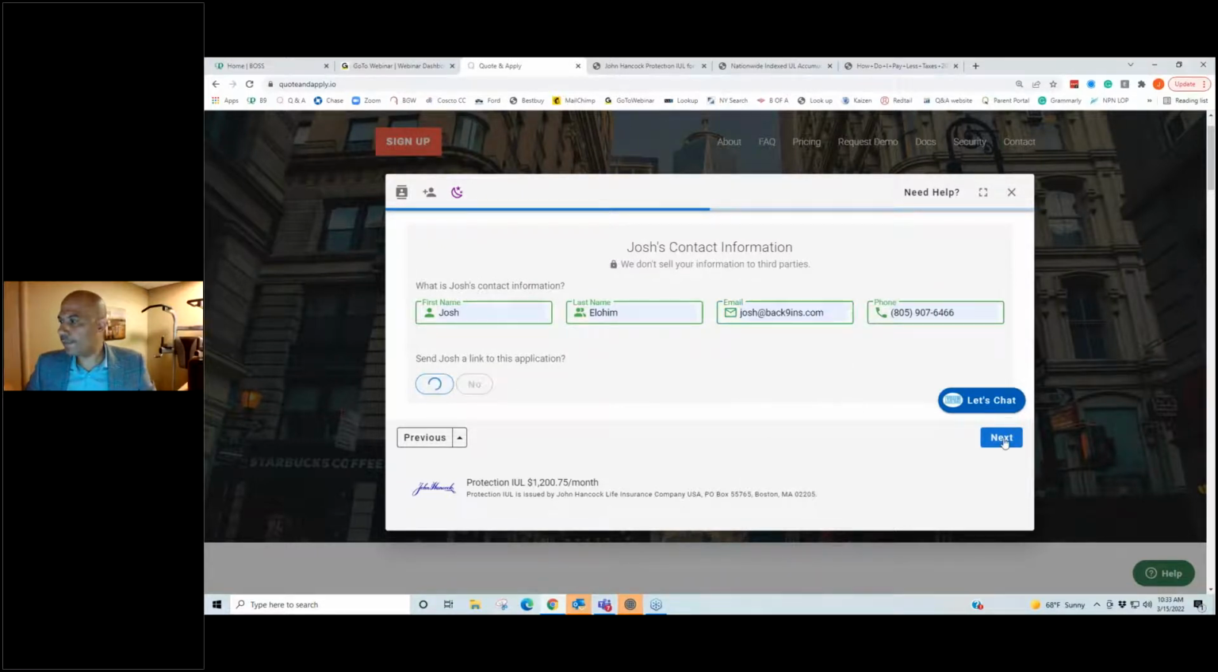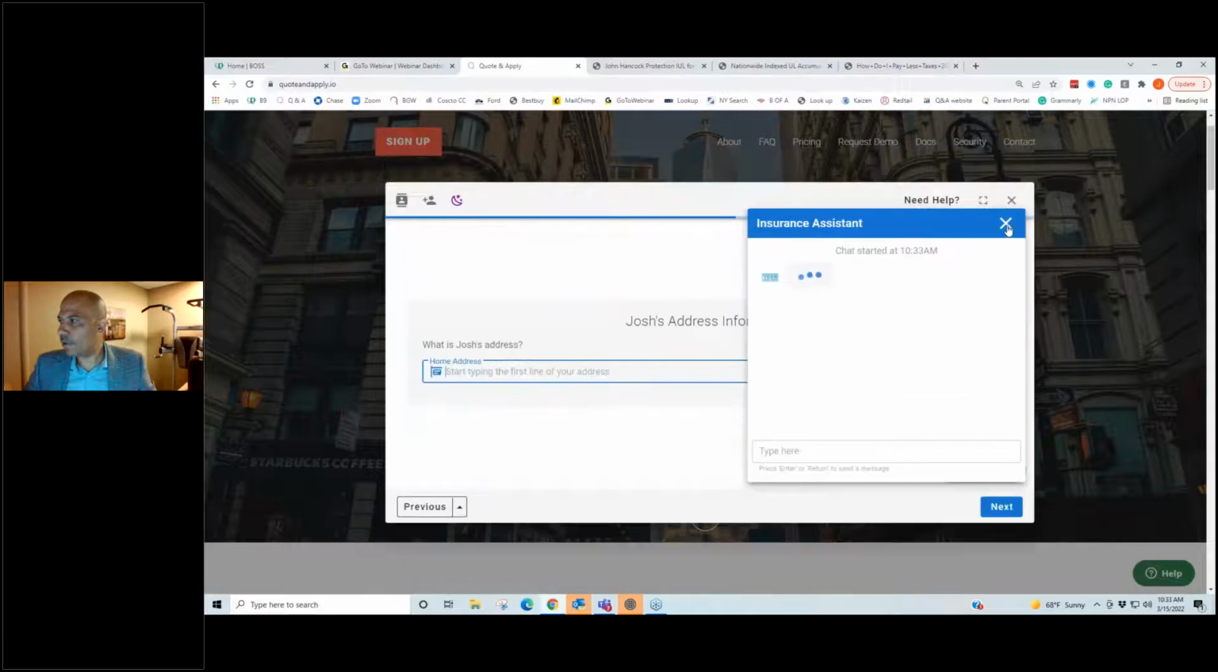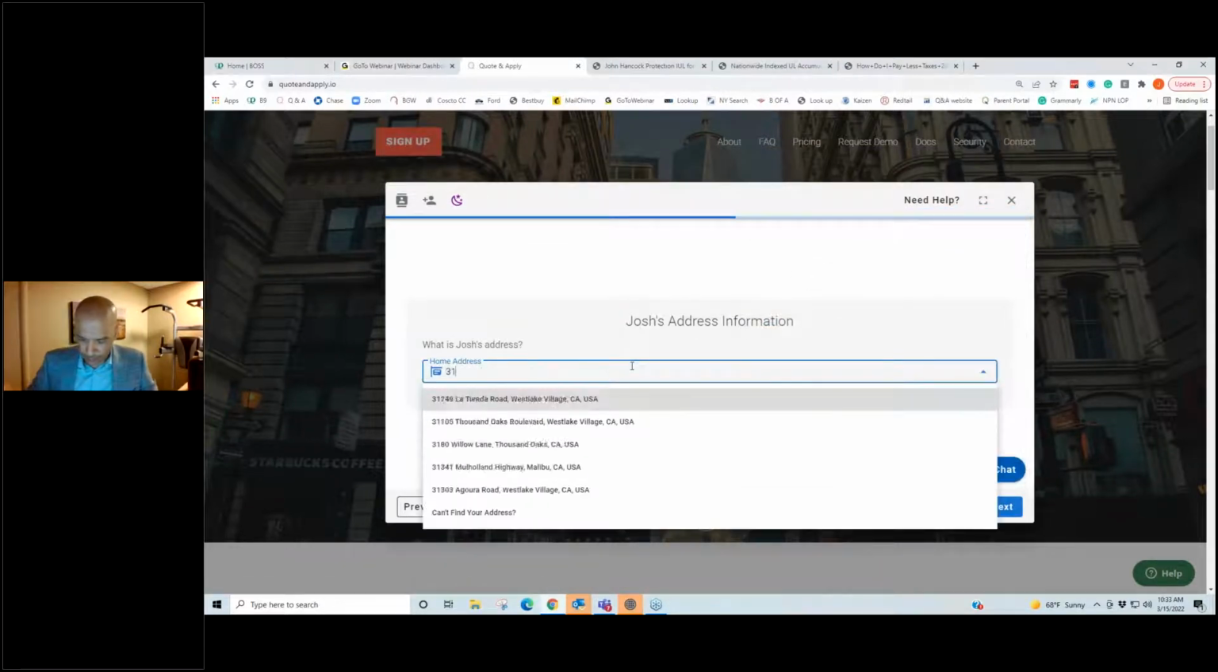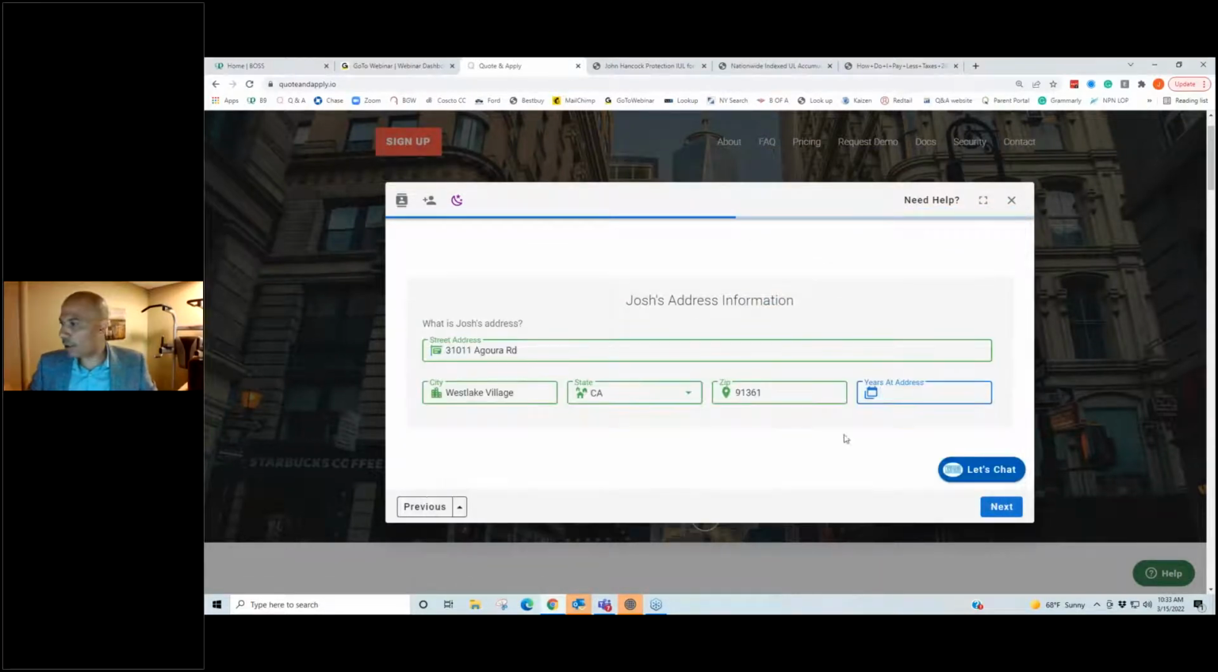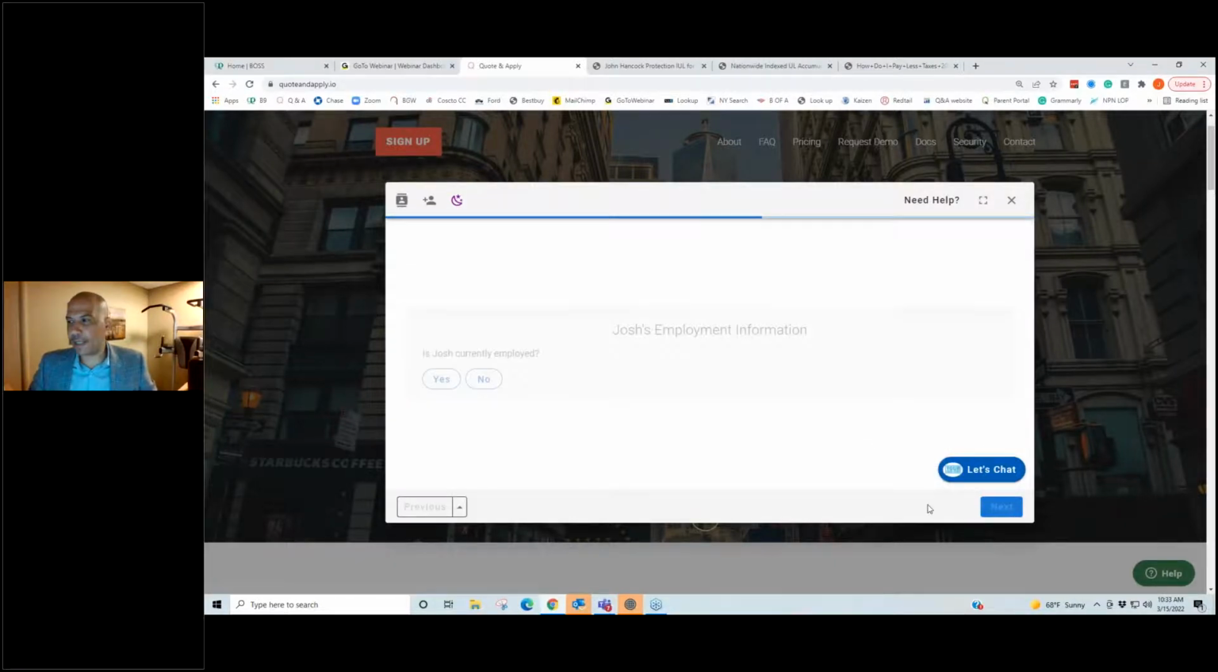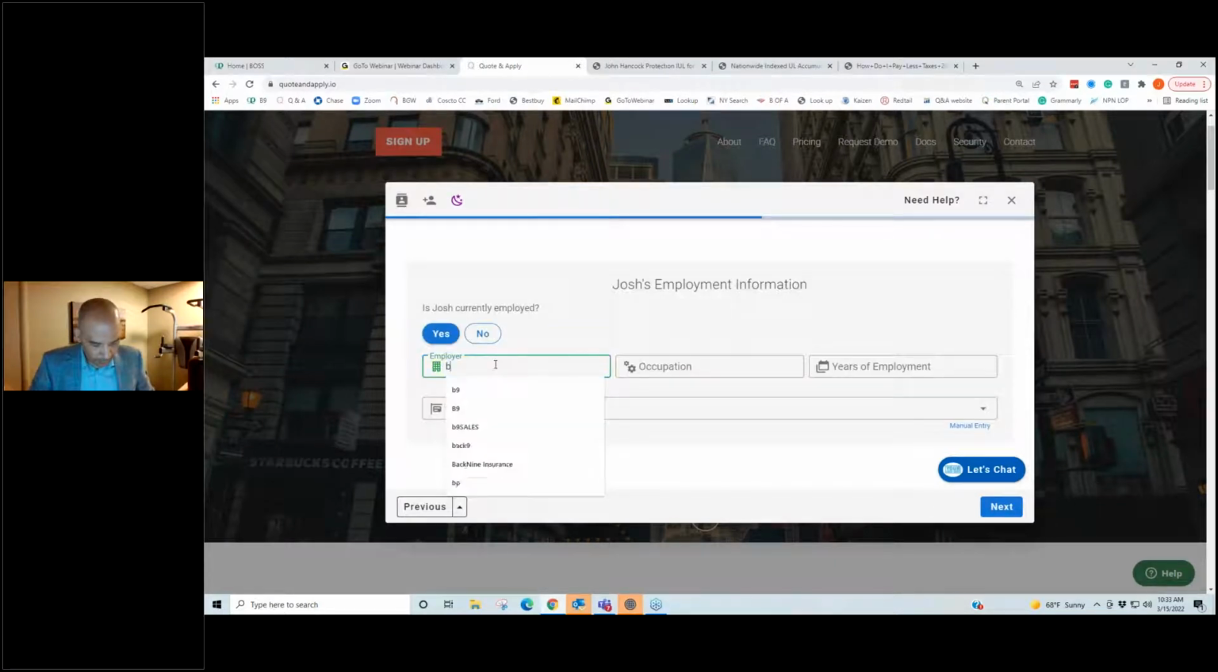Email, phone number. I think you've all seen this before, so I'm going to run through this pretty quickly. Company address, auto-populates. I just got the email, by the way, about the app being started. Is this person employed? We'll just give some basic business information.